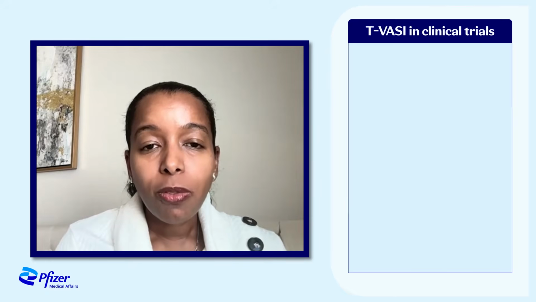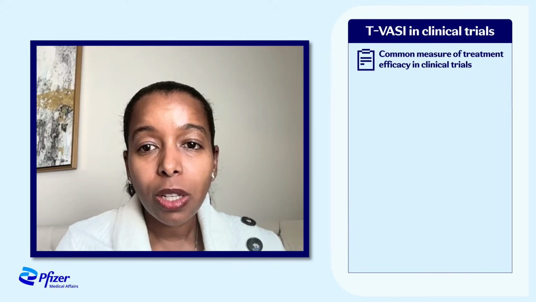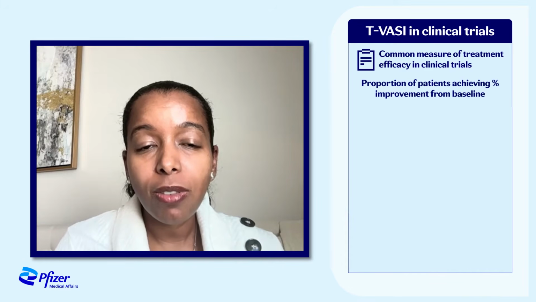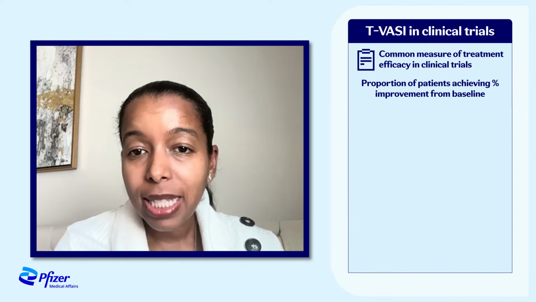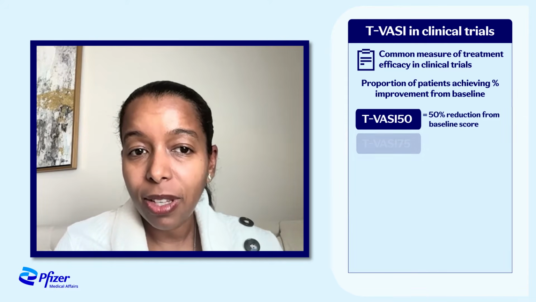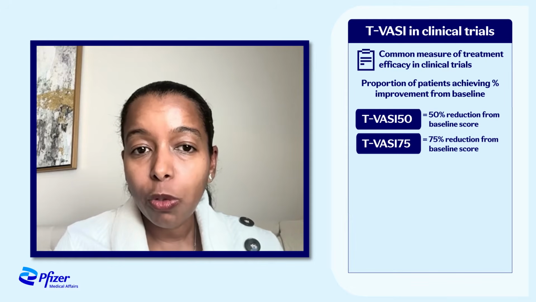So as I mentioned before, T-VASI is commonly used in clinical trials to measure treatment efficacy. Outcomes are typically reported as proportions of patients achieving certain percentage improvements from baseline. For example, T-VASI 50 and T-VASI 75, which indicate improvements from baseline of at least 50 or 75% respectively.